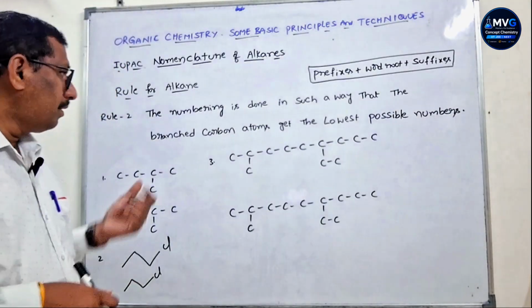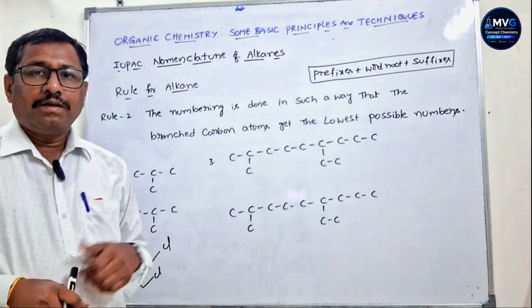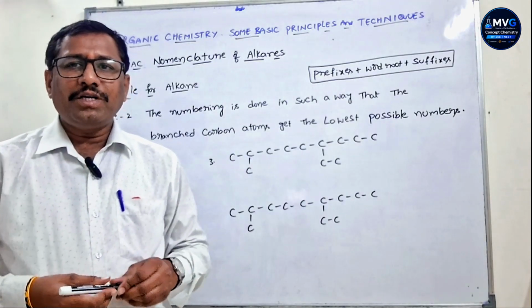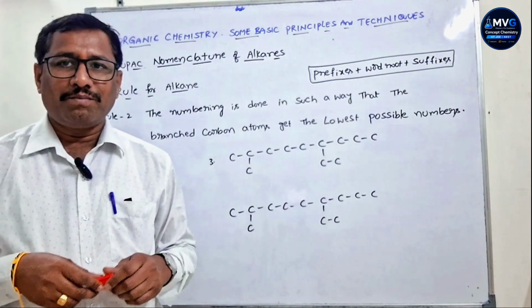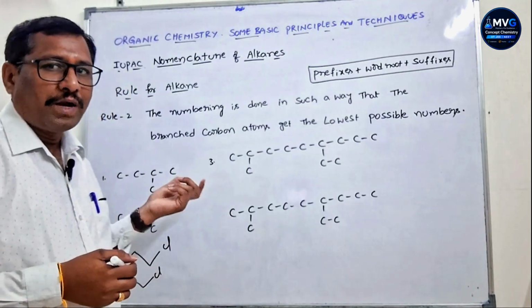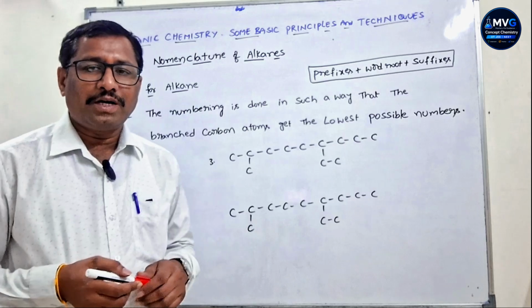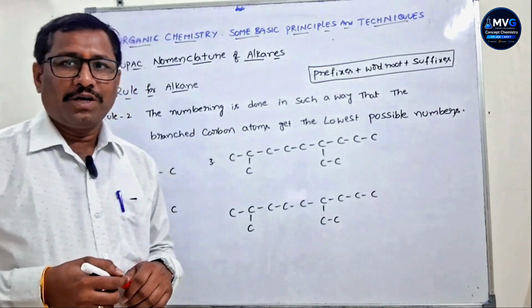Next, rule number 2, students. In rule number 2, the numbering is done in such a way that the substituents should get the lowest possible number. Substituents are branched carbon atoms which are not included in the carbon chain; those branched carbon atoms should get the lowest possible number.